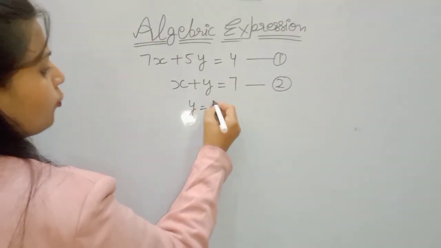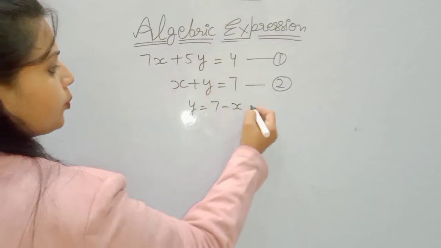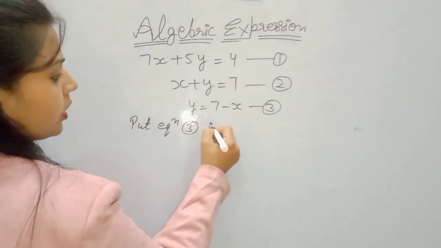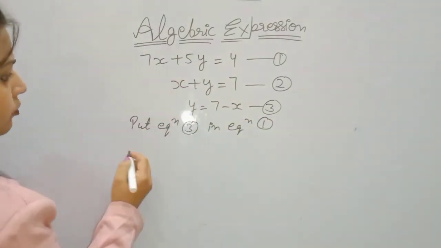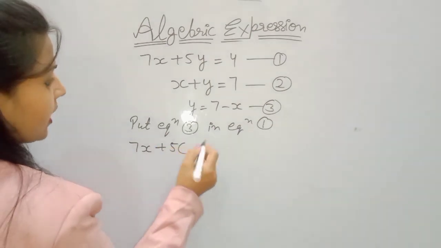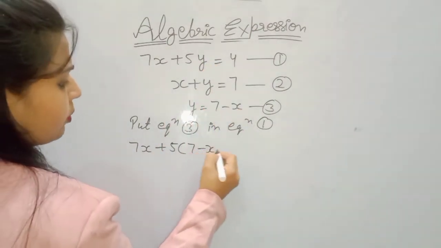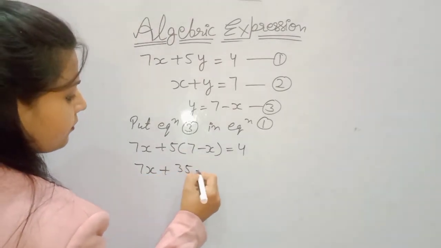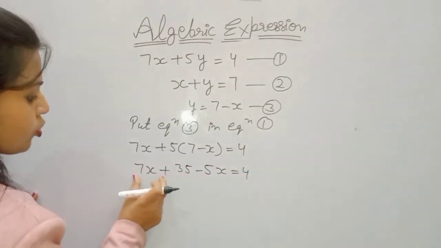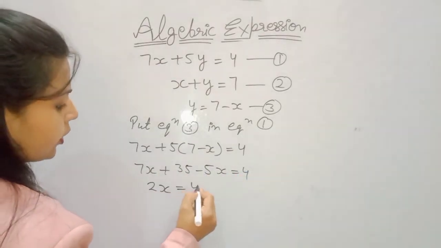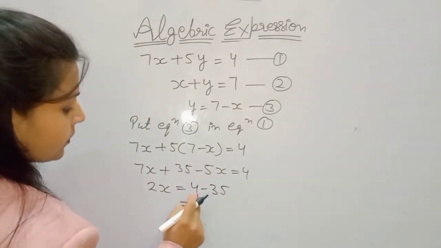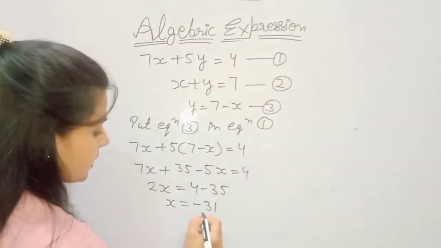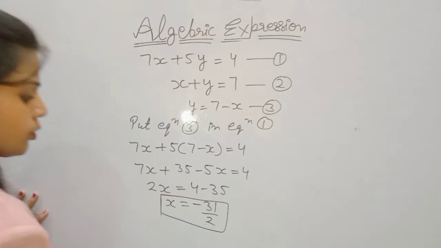So we can calculate the value of y in terms of x. And now we have to put the value of y in equation 1. Put equation 3 in equation 1. So what is the first equation? 7x + 5, in place of y you have to put this value, 7 - x, equals 4. Now solve it. 7x + 35 - 5x = 4. So 7x - 5x is 2x, and you can take the constant on the other side. So 4 - 35 is minus 31. So x is -31/2. So this is the value of x.